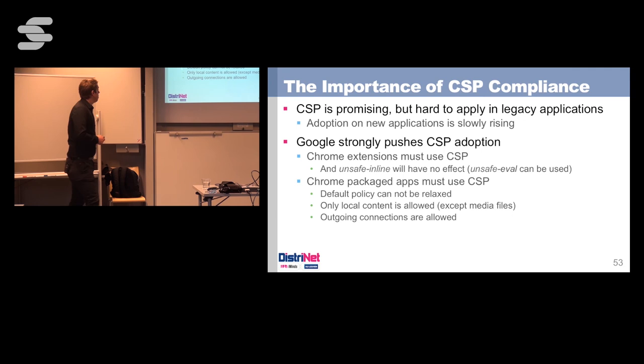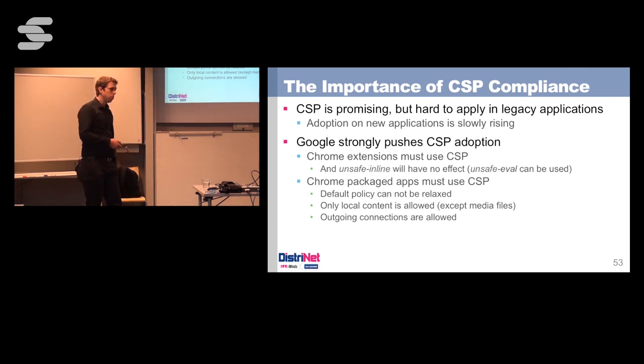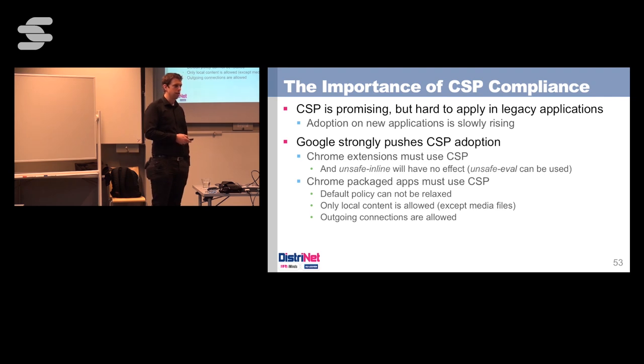Why is this so important? Because these browser applications have access to more sensitive APIs than web applications. The browser exposes certain things to make the apps do something useful, of course, more than a web app, and that's why you have to make sure that you have no script injection vectors in there, and that's why Google pushes CSP so hard for security there.